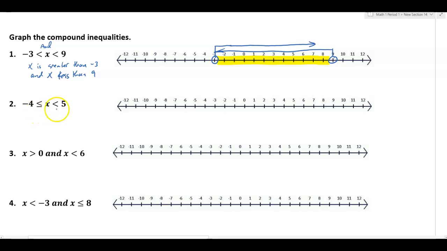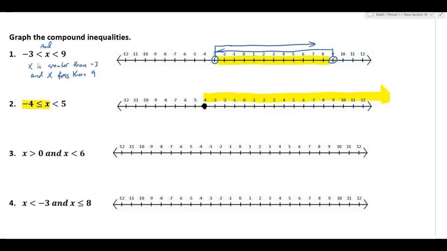Okay, number 2 is an AND statement. I know x is greater than or equal to -4. So when we graph this, x is greater than or equal to -4, we're going to go to -4 on the number line. It's a closed dot because we're equal to, and all the numbers that are greater than are going to be to the right of -4.